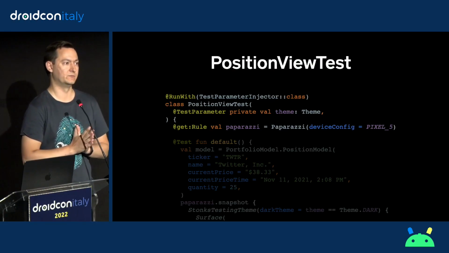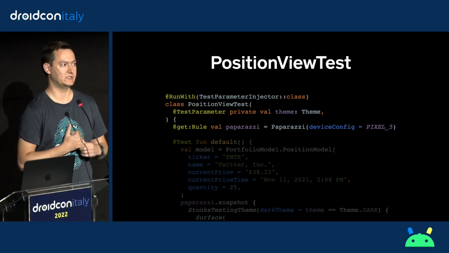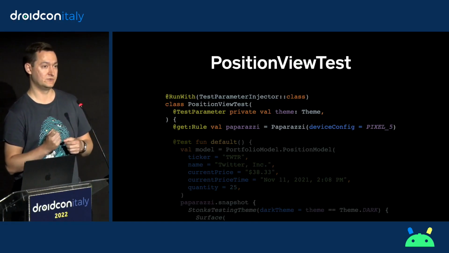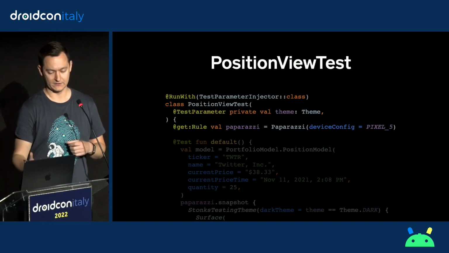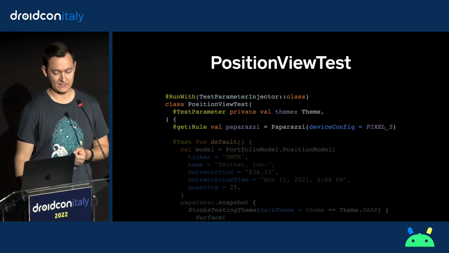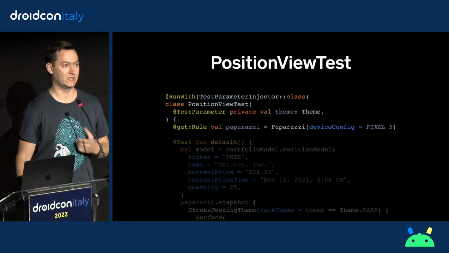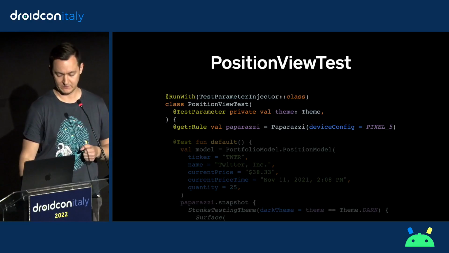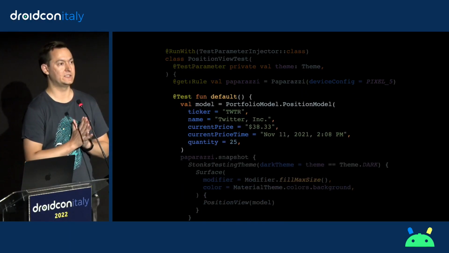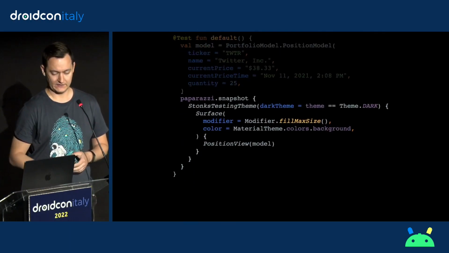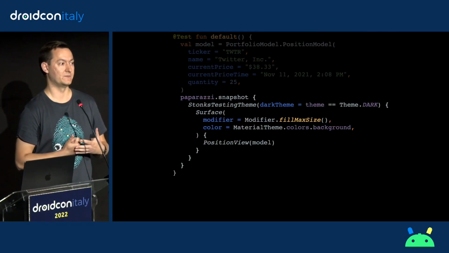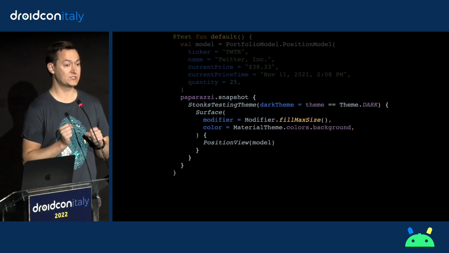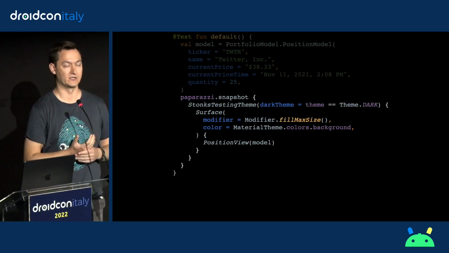So Paparazzi is a pretty small library. You would consume it through a Gradle plugin. It comes with a JUnit test rule that is very easy to set up, as you can see in this test. Here we're also using a parameter injector, and we're injecting the theme, which could be either light or dark, because we want 2 types of snapshots. Then we create a UI model for our test. And lastly, we just call Paparazzi snapshot. It takes a composable as an argument. And here we're passing in our position view, which is our composable describing our view.